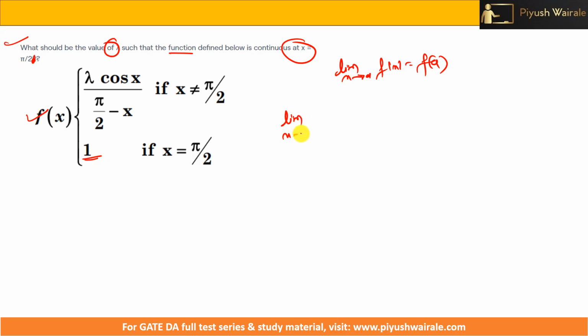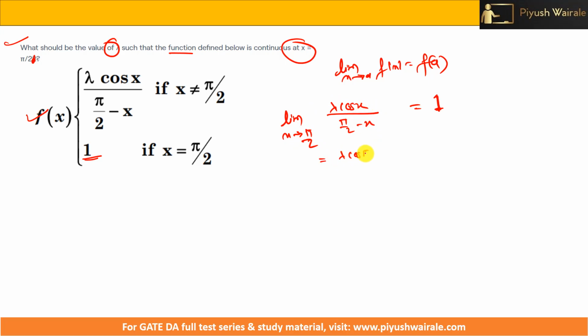So the limit as x tends to pi by 2 of this particular function, lambda cos x divided by (pi by 2 minus x), is equal to 1 because the function is continuous. Now let's try to solve this limit. If I put pi by 2 instead of x, what will I get?